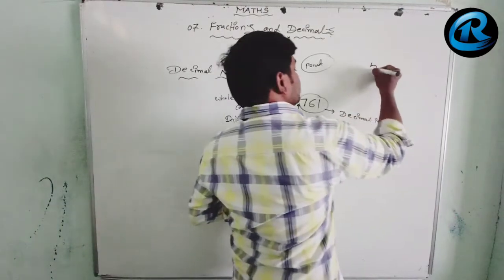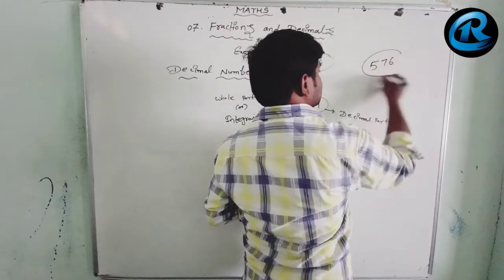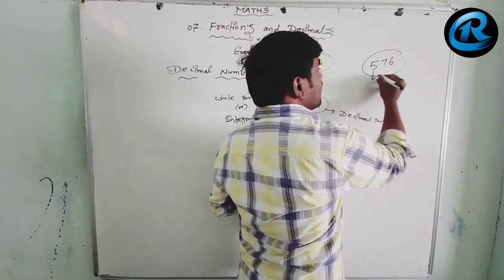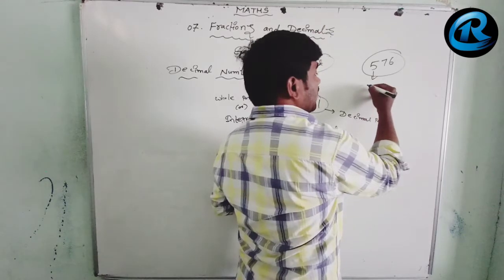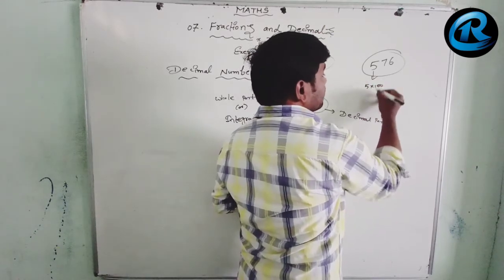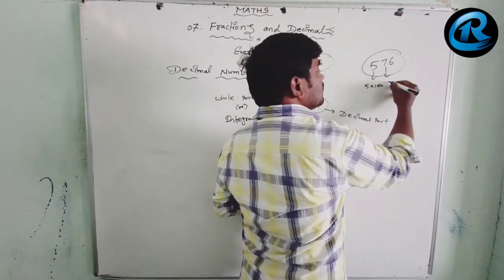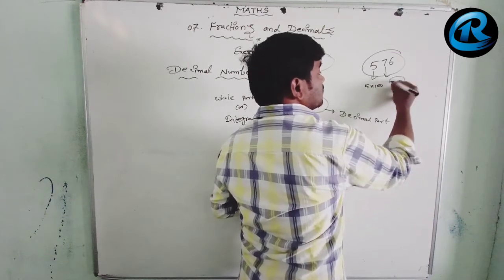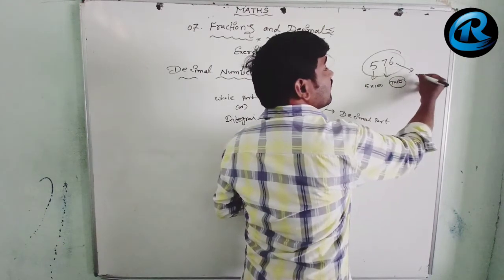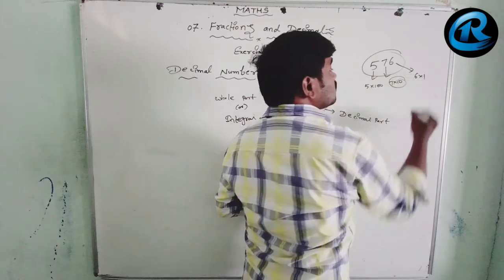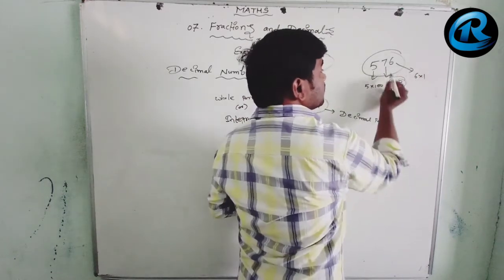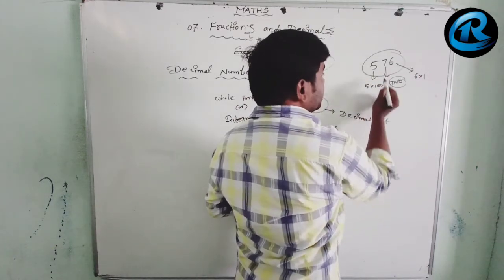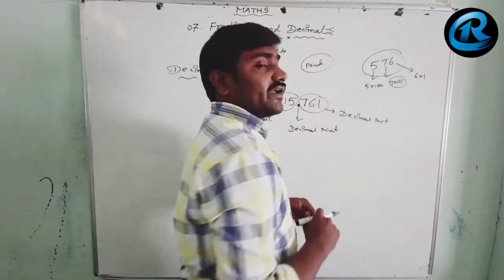Suppose you take this 576, what is the place value of 5? It is 100. 5 into 100. What is the place value of 7? It is 7 into 10, 70s. And here, what is the place value of 6? That is 6 into 1. That means it is in the ones place. It is in the tens place, so we multiply by 10. It is in the hundreds place, so we multiply by 100.